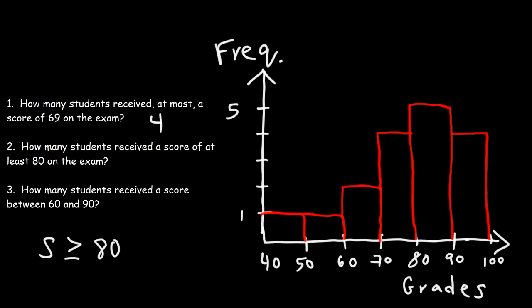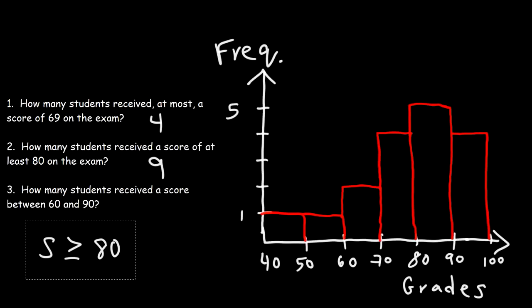So what we want is the data to the right of this region, highlighted in blue. Between 80 and 89, we have 5 students who scored in that range. And between 90 and 100, there were 4 students who scored in that range. So 5 plus 4 is 9. And so that's the answer for number 2.